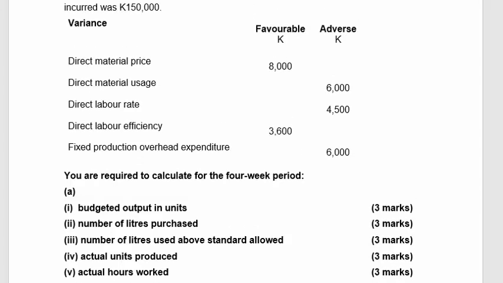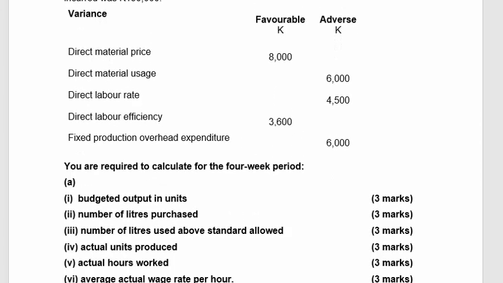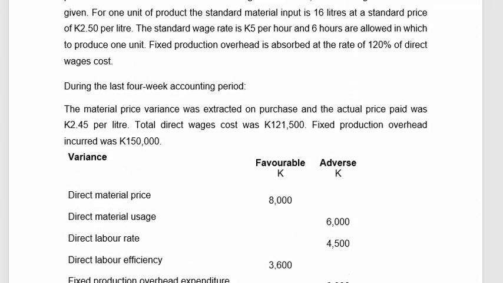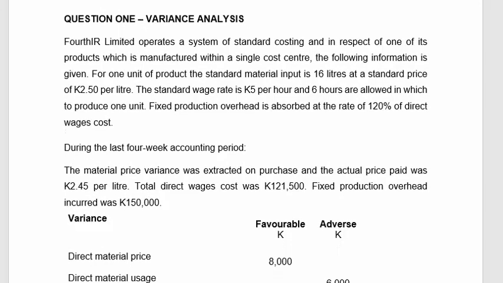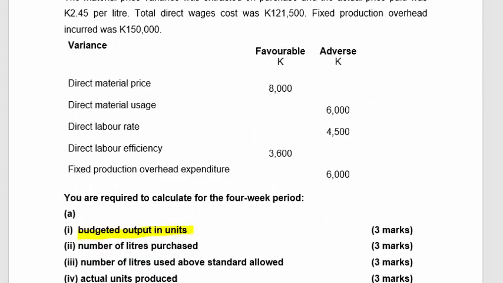I believe you've paused and watched it. I like going straight to the requirements when I have a question before I check anything else. So the requirements are saying we need to calculate, first of all, the budgeted output. What you're going to notice here is that you need knowledge of both variance analysis and absorption costing to handle that part of the question.